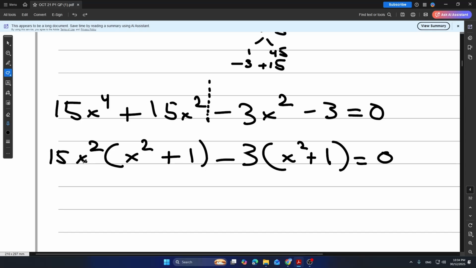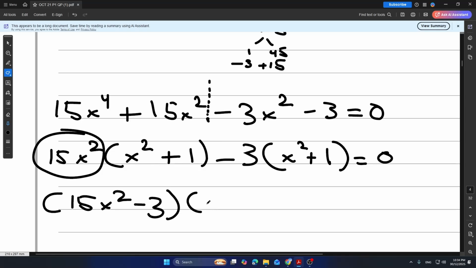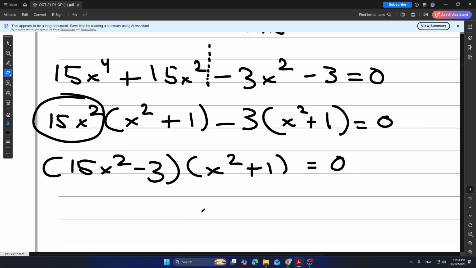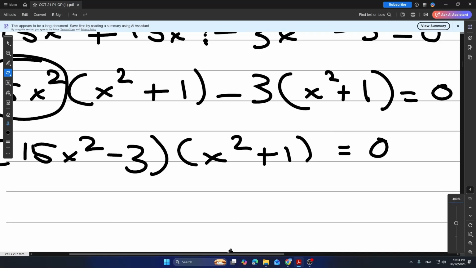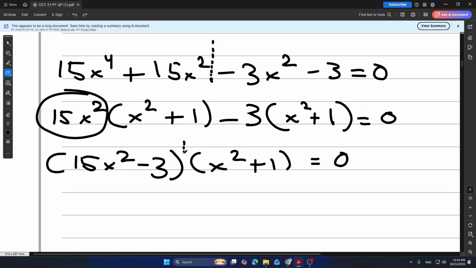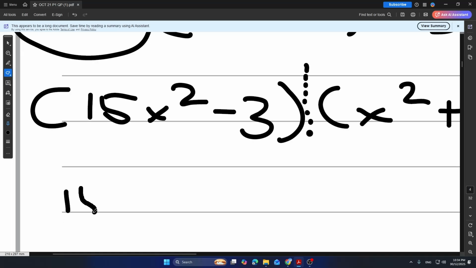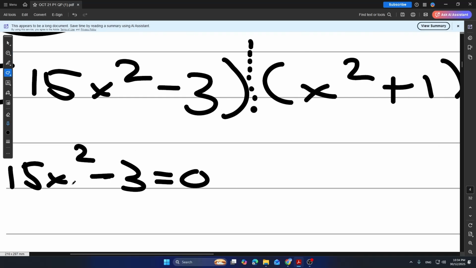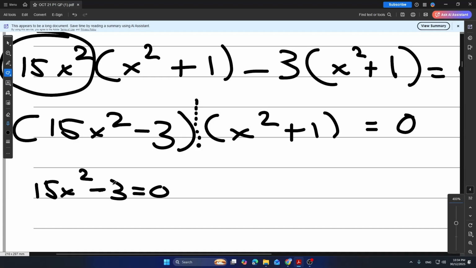And now finally, we will combine these two, 15x squared and minus 3. So I'll write 15x squared minus 3 and x squared plus 1 equals 0. Okay, how will this work? Let's split this into two parts again. We know that 15x squared minus 3 equals 0. We want to find x. First, we take the minus 3 to the other side, so it will be 15x squared equal to 3.